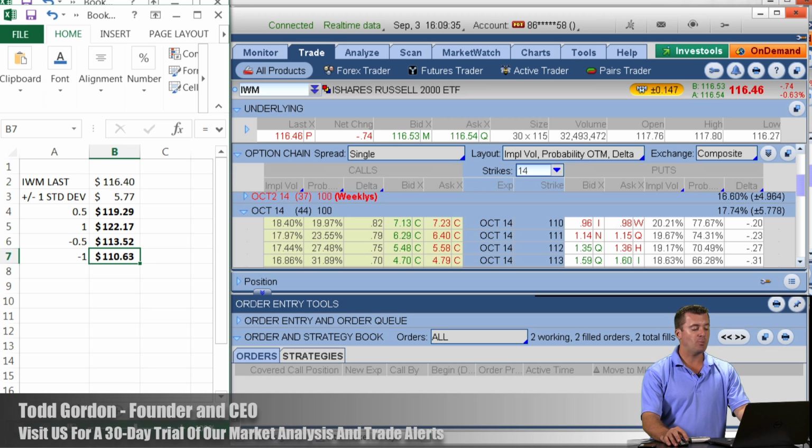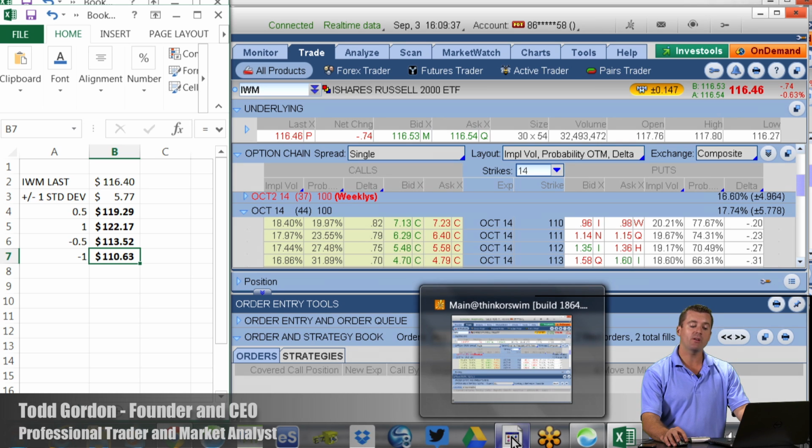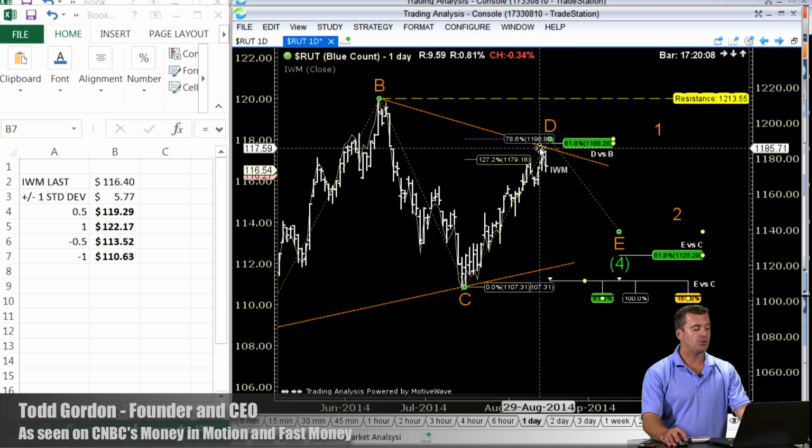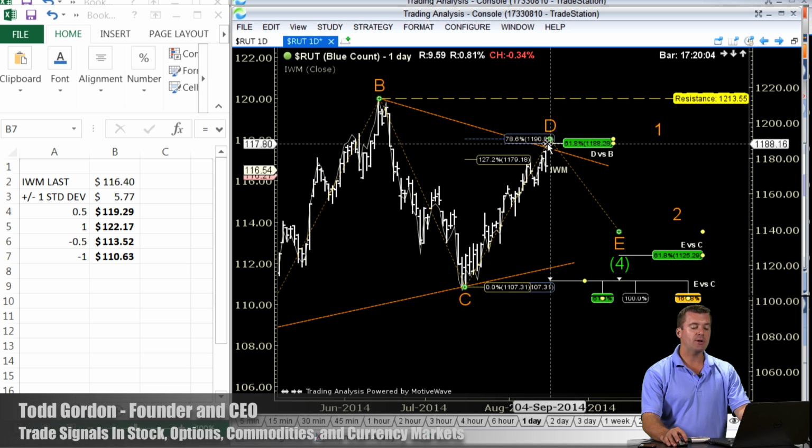Now, let's bring back up the chart and compare those standard deviation levels to the Elliott Wave levels. And this is where things get kind of badass. So, for the Octobers, let's look at the call side.